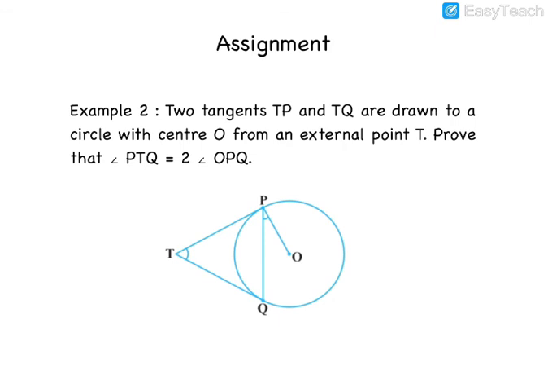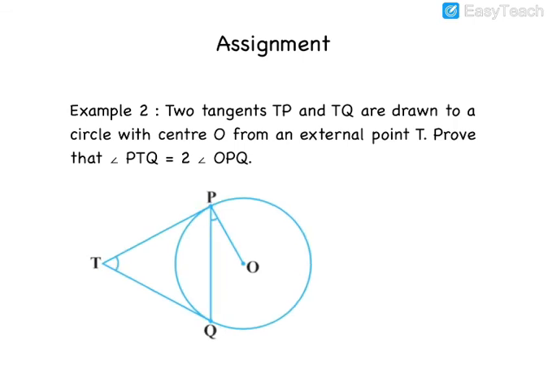With this we come to the end of this video lesson. Your assignment for today is example 2 of NCERT textbook. Two tangents TP and TQ are drawn to a circle with center O from an external point T. Prove that angle PTQ is equal to 2 times angle OPQ, which is marked over here.